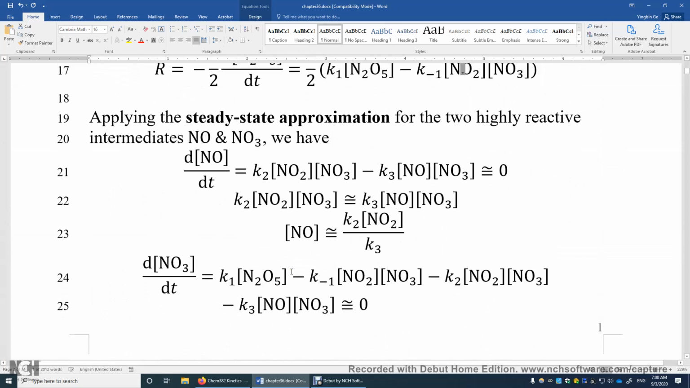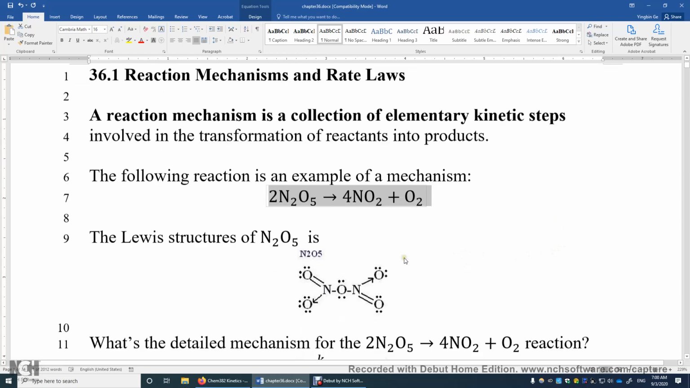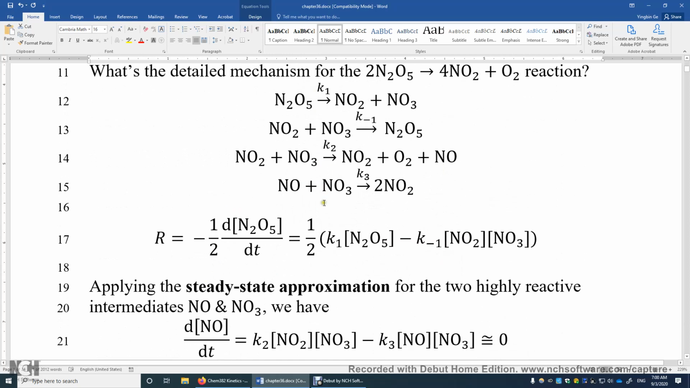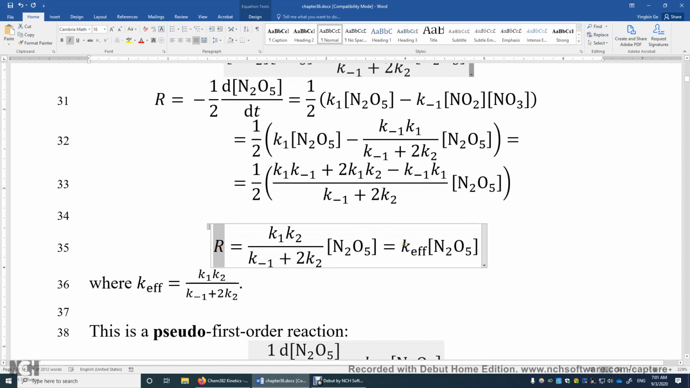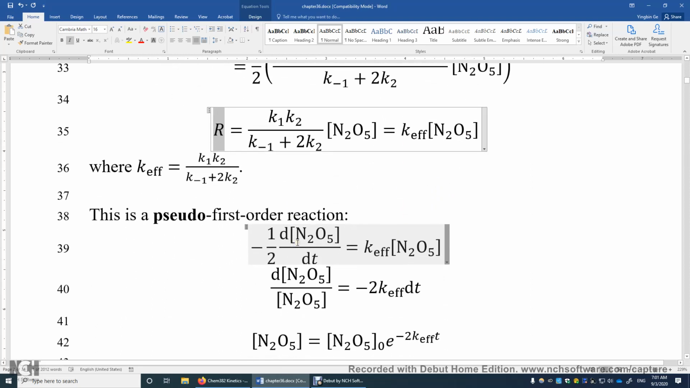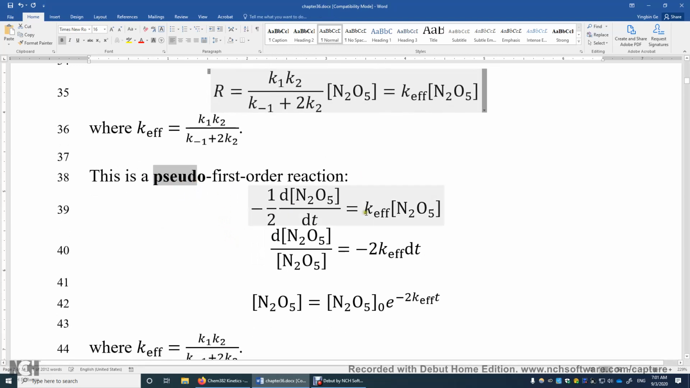Well, because this is not an elementary reaction. So if you look at this chemical reaction, again, this is not an elementary reaction. It's a chemical mechanism. It involves 4 elementary steps. All right? And by analyzing these 4 elementary steps, we obtained the expression for the reaction rate. It's K effective times N2O5 to the power of 1. It's a first order reaction. Well, to be more precise, it's a pseudo first order reaction because it's not really an elementary first order reaction.